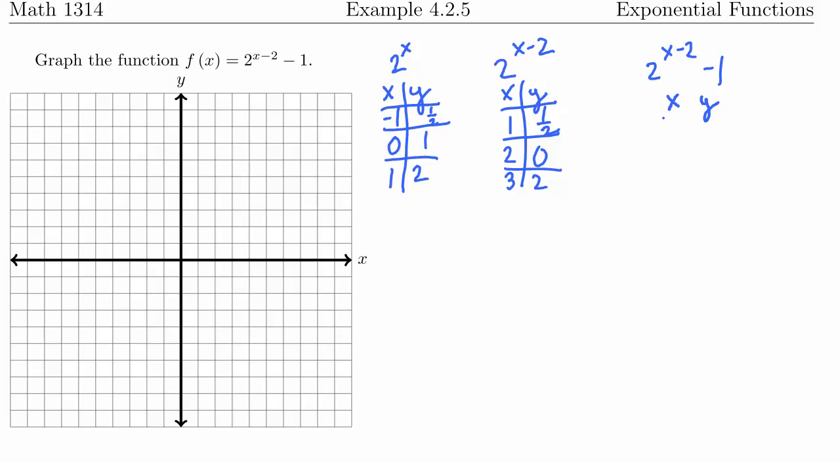So here's my xy table. Notice that my x values will all stay the same from the previous table, but 1/2 minus 1 is -1/2. 0 minus 1 is -1. And 2 minus 1 is 1.